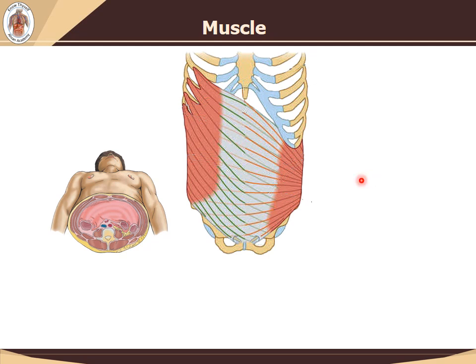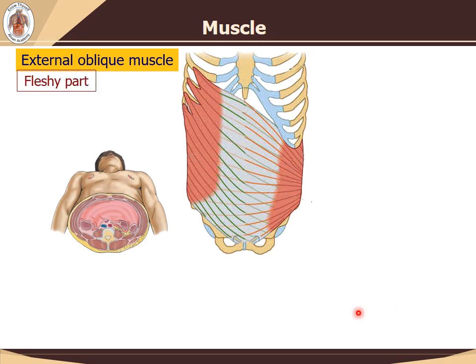Here you can see the muscles of the abdomen. These are the lateral and becoming anterior, so anterolateral, muscles of the abdomen. We know the names. These are the external oblique muscle, internal oblique muscle, and transversus abdominis muscle, from outside to inward. So let us try to understand the muscular fiber orientation.